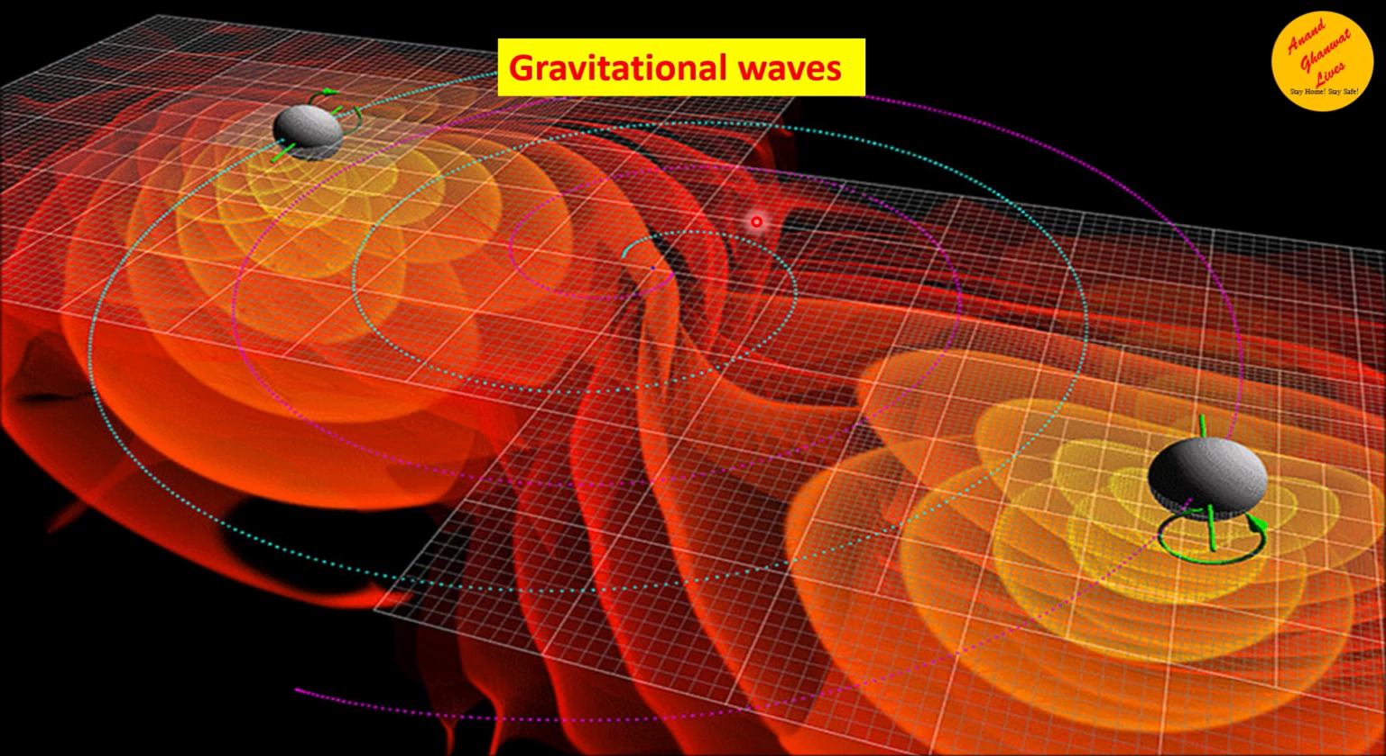Now let us learn about gravitational waves. Gravitational waves are very different types of waves. They are also called the fabric of space and time. If we draw a graph in space with respect to time, then its shape is like a fabric. Therefore, these waves are called the fabric of space-time.